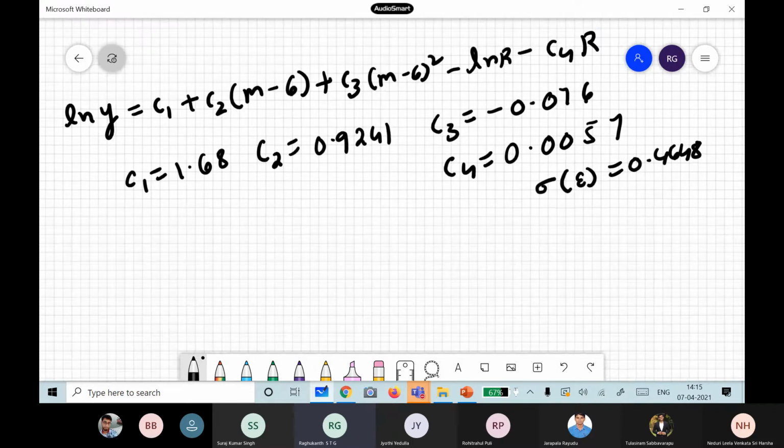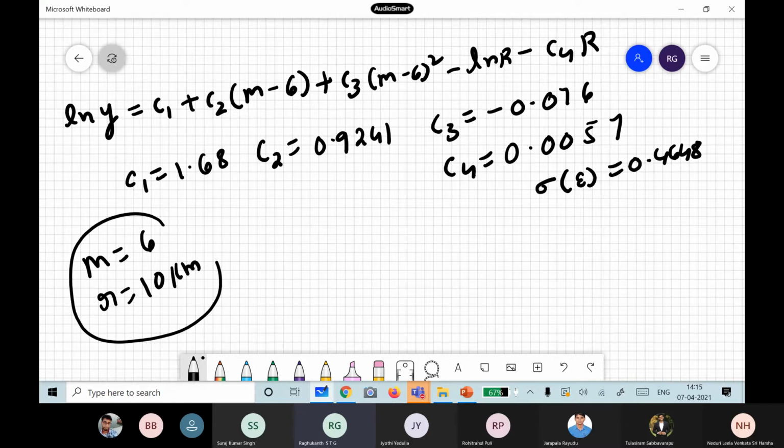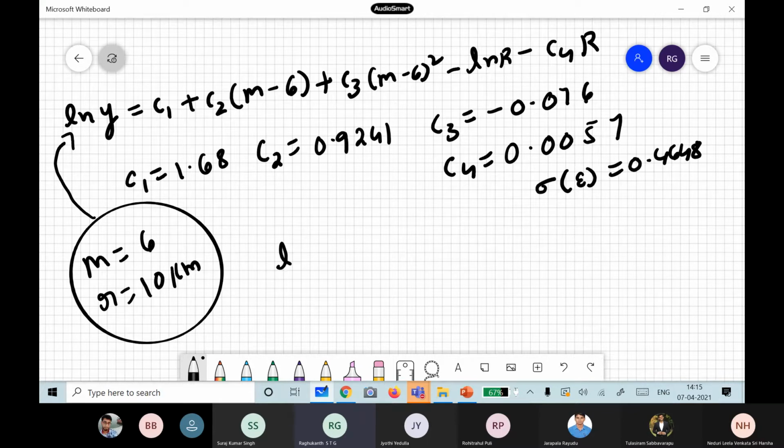So now what they do is, suppose I know the magnitude, which is 6, and the distance is 10 kilometers, a typical combination. Substitute in this equation to find the PGA. So log y turns out to be some number, but y is equal to the exponent of this.